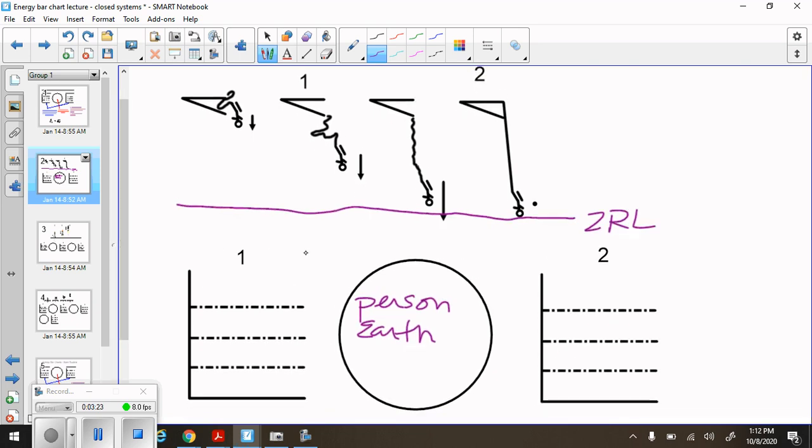Now we're looking at positions 1 and 2. At position 1, the person has some gravitational potential energy. The symbol is U sub G. U just means potential, and then the G is gravitational. The U is potential energy. And it's moving, so there's some kinetic energy. And we're going to neglect air resistance and stuff like that, so that's it.